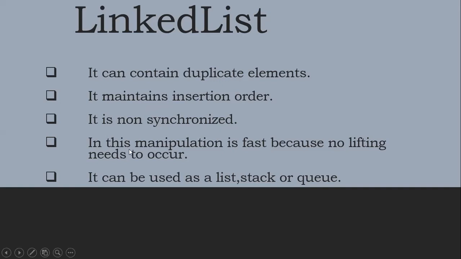So we will prefer linked list whenever fast manipulation is required. Manipulation means whenever we are going to add elements to the linked list or we want to remove elements from the linked list, it is faster here because there is no shifting needed. That is why we require a linked list. It can be used as a list, stack, or queue.